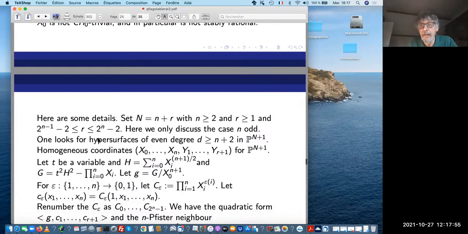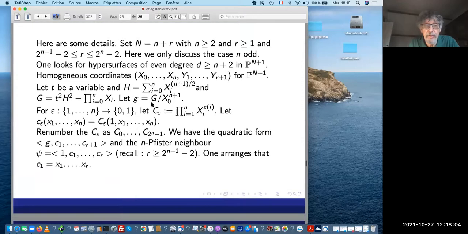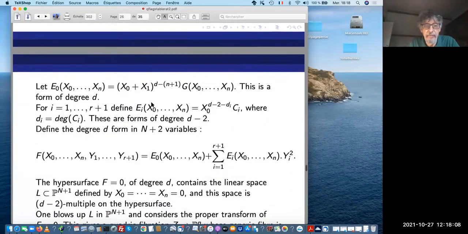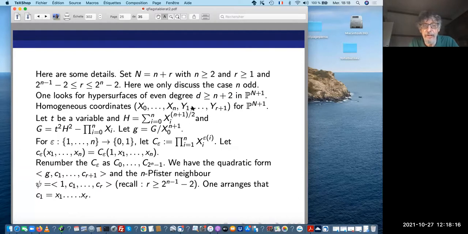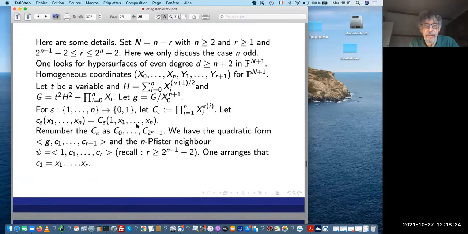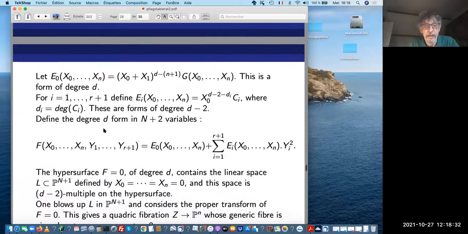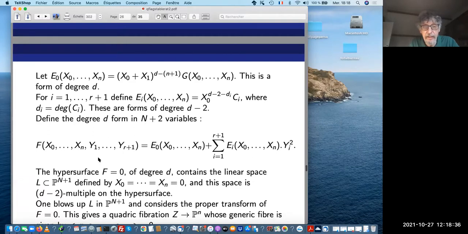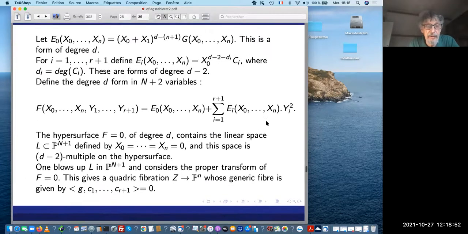So, okay, here I've tried to give some details. Maybe this is not a good idea. Well, you can read the slides afterwards. This is just to tell you that it's not too complicated to write these equations, this G we were mentioning. You can see G, c1, ..., c_{r+1}. And then the forms which one wants, this is the homogeneous form of degree d in n plus two variables. I wanted to show you that you can write this homogeneous form which specializes to something which is singular along a linear space with multiplicity d minus two. So it's written down. Okay, let's ignore it.